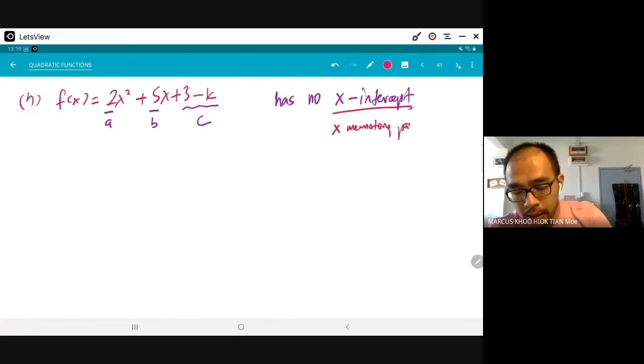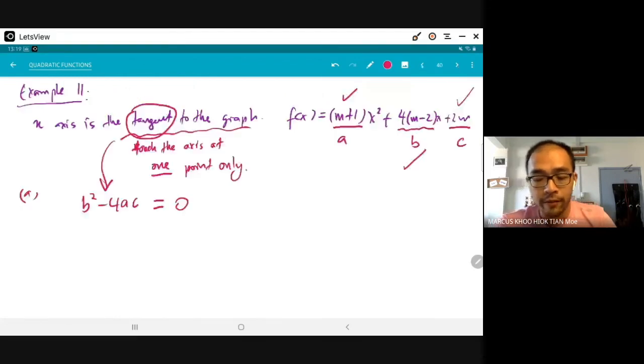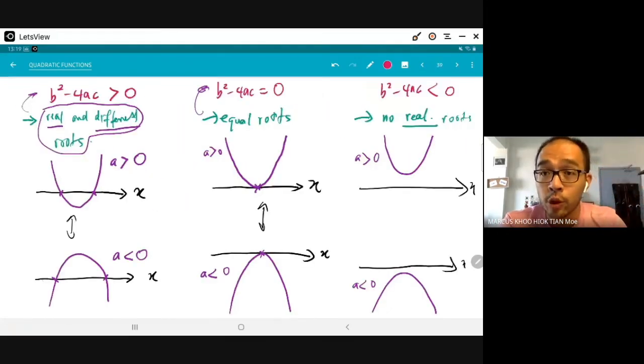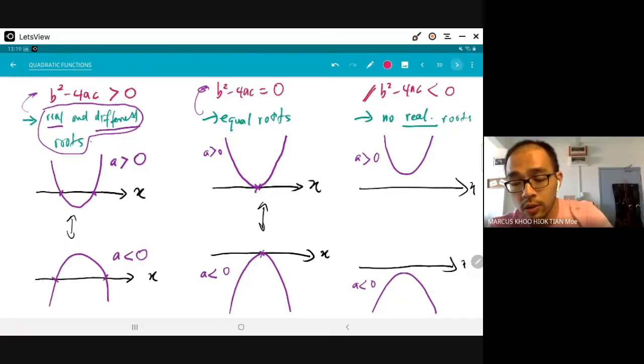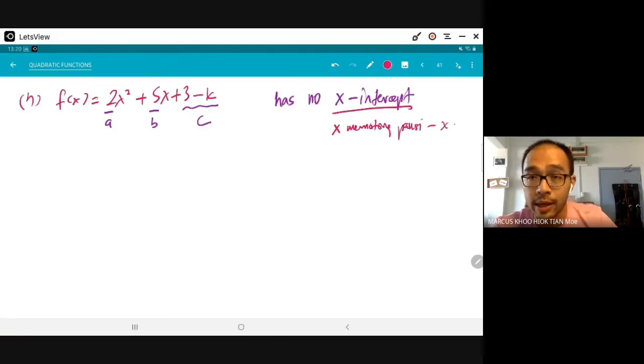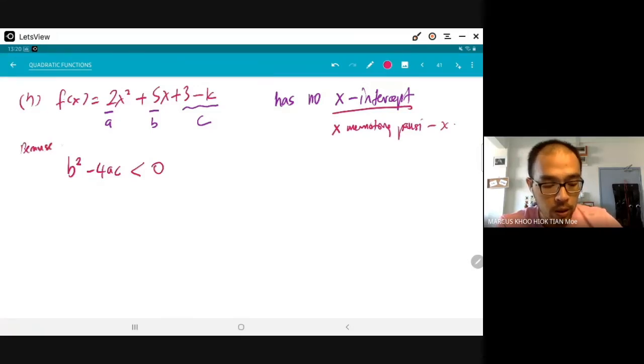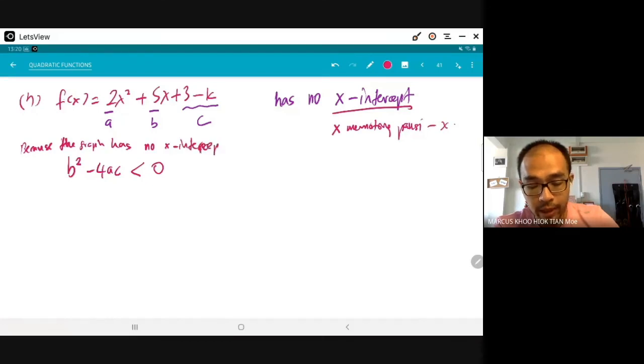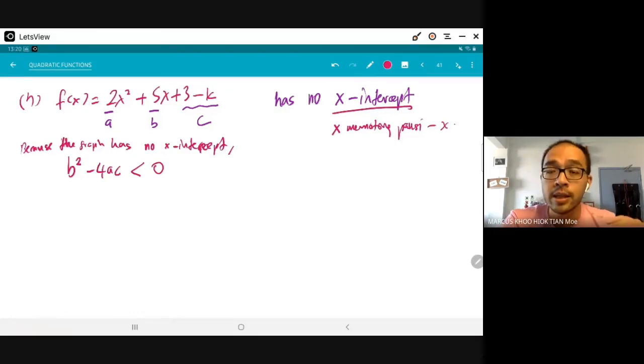Has no x-intercept means that dia tidak memotong paksi x. Okay, and if you remember this graph, there's only one situation where dia tidak memotong paksi x, which is this situation. So that means this is our starting point. We start by saying b² − 4ac is less than 0. Okay, because the graph has no x-intercept. Sebab dia bagi kita syarat begini, the graph has no x-intercept. Makanya b² − 4ac is less than 0.